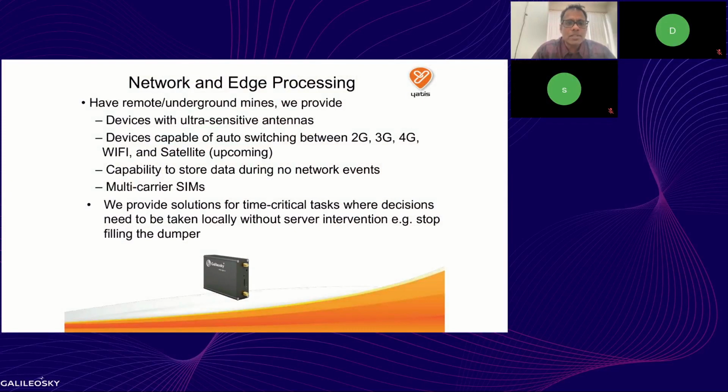So, network and edge processing. This is the Galileosky device which Dimitri showed extensively. I will just give you a brief highlight about it. These devices have great, ultra-sensitive antennas. They give you GPRS, Wi-Fi. We also do something on satellite. They have the capability to store data when there is no network. We provide dual carrier SIMs, and you can do a lot of things; time-critical tasks can be done without having to talk to a server. They can be managed locally. These are the great value propositions which Galileosky provides.